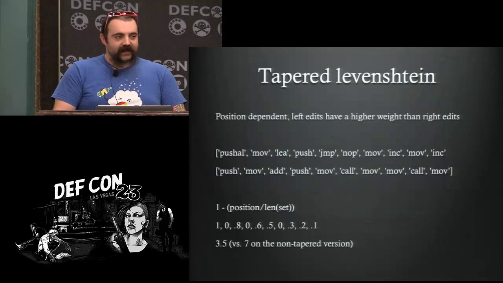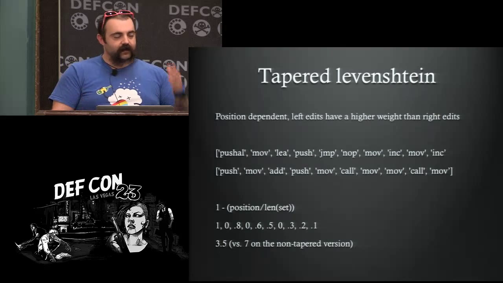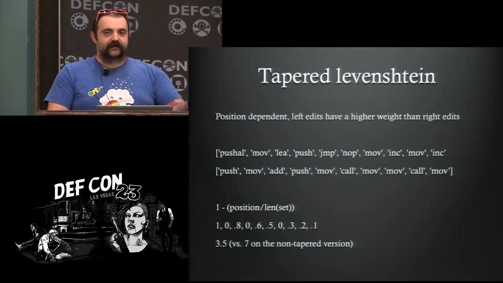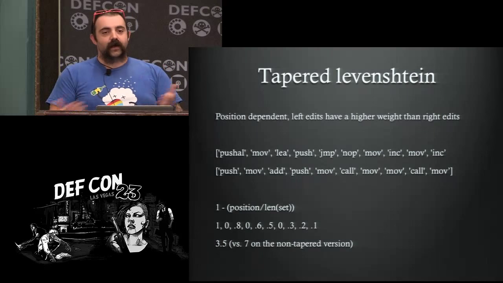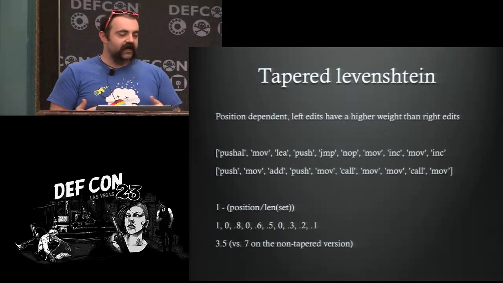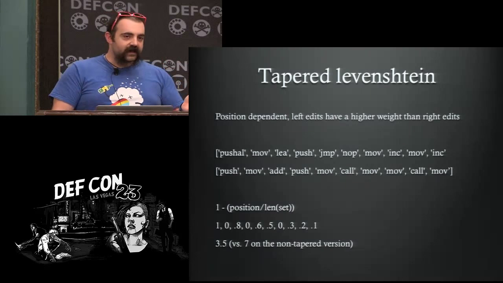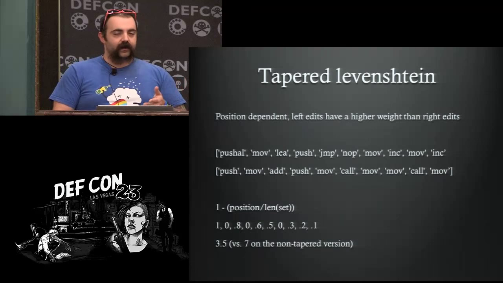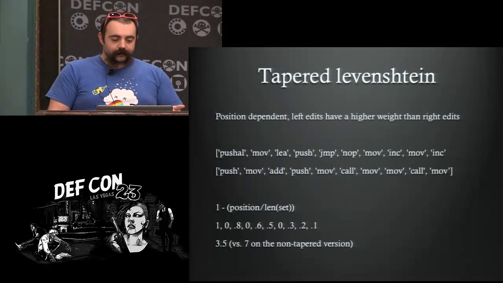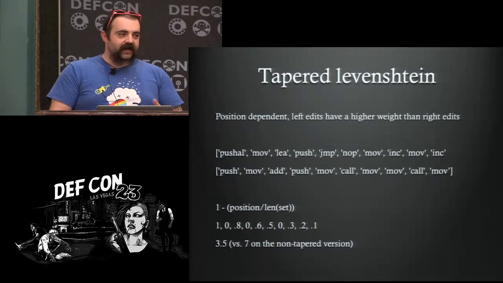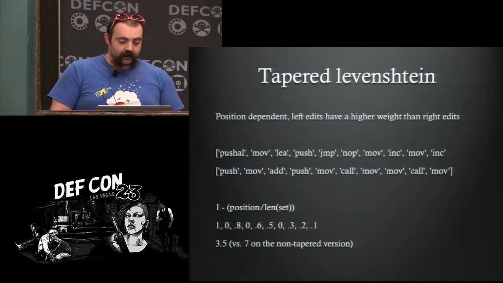So basically, the idea is it's position dependent, like regular Levenshtein is, except any edit to the left will have a higher weight than an edit to the right, which kind of makes sense. So this is a way to capture that we care more about the things that are executed first, in case there's something like a branch or a jump. And now we have a language, these assembly mnemonics, to capture program behavior.